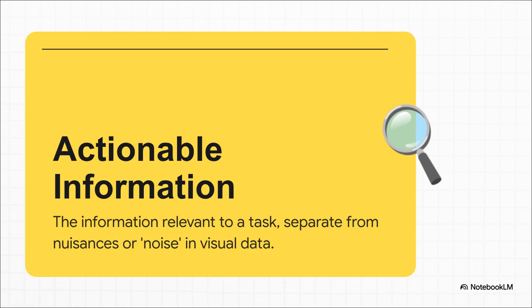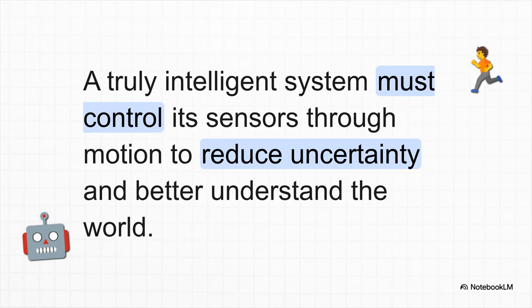And this brings us to a final, absolutely crucial insight. A truly intelligent system can't just be a passive observer, sitting back and letting the world wash over it. No, it has to actively control its sensors by moving its head or its entire body to clear up uncertainty and figure out what's really going on. It's exactly what we do when we lean over to peer around a corner to get a better look. For a machine to truly see, it has to be able to act.